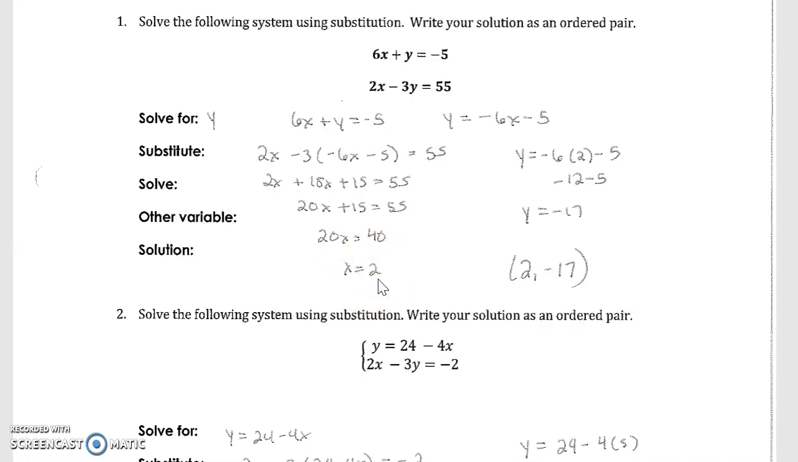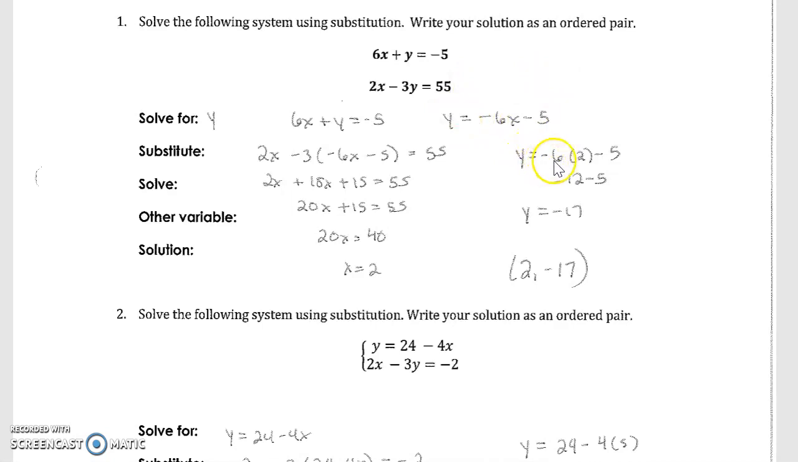You know one of your variables. You know what x is equal to. You need to find y. Again, you can plug it into this equation from step 1. You can plug it into the original equation, either of the original equations. That's totally up to you. I plug it into this equation because I find it easier.